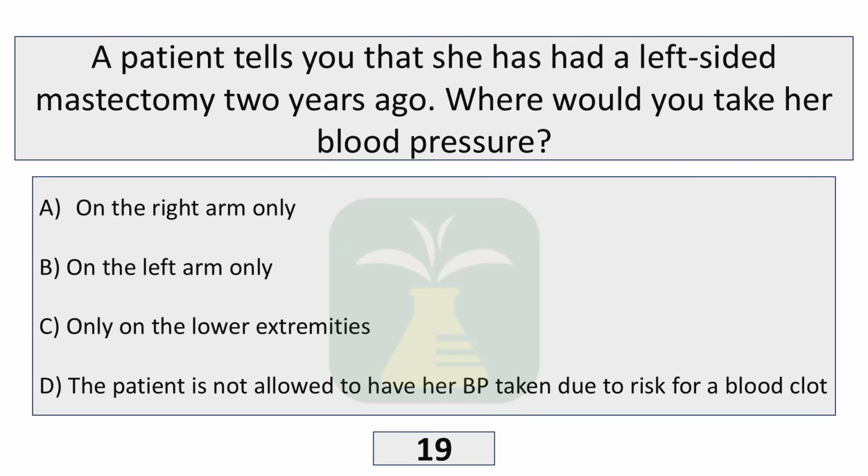A patient tells you that she has had a left-sided mastectomy 2 years ago. Where would you take her blood pressure? A. On the right arm only. B. On the left arm only. C. Only on the lower extremities. D. The patient is not allowed to have her BP taken due to risk for a blood clot.